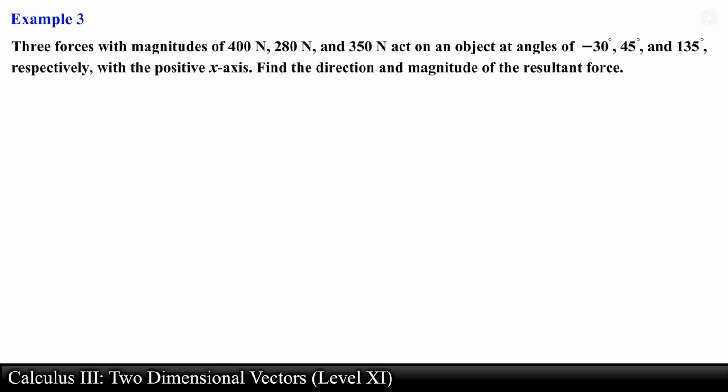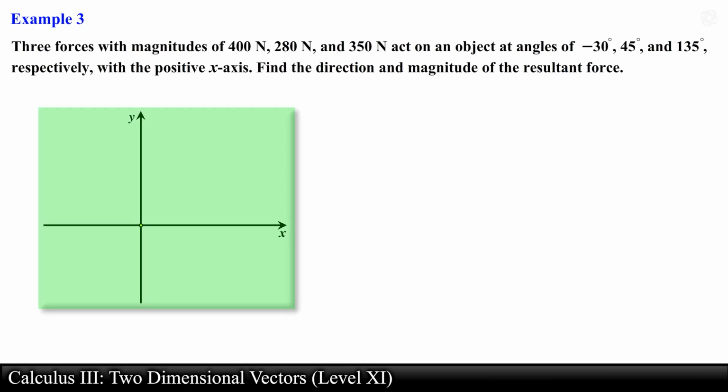Three forces with magnitudes of 400 newtons, 280 newtons, and 350 newtons act on an object at angles of negative 30 degrees, 45 degrees, and 135 degrees, respectively, with a positive x-axis. Find the direction and magnitude of the resultant force. Alright, let's first draw a diagram to help us solve this problem. Let's use a Cartesian coordinate system to draw and label the forces.